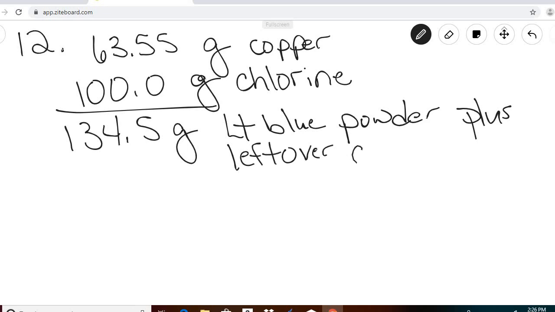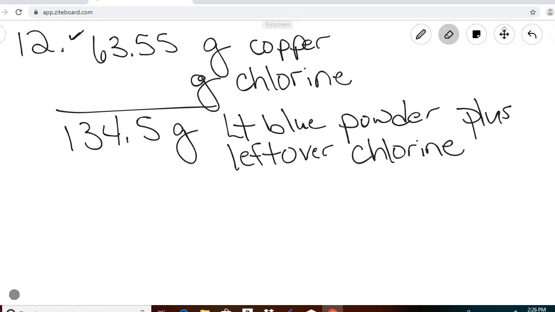Okay, so right away that tells you that the chemist used too much chlorine. If you had leftover, then some of that chlorine was wasted. So that means we used all the copper and some of the chlorine. So how much of the chlorine did we use if we made 134.5? Well, it's just going to be 134.5 minus the 63.55 grams of copper. We know we used all of that. So in order to get this amount, we really only needed 70.95 grams of chlorine.